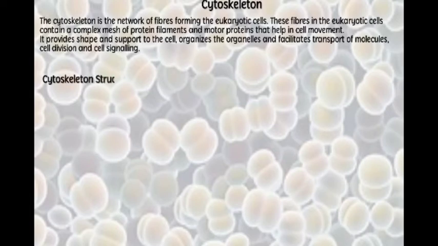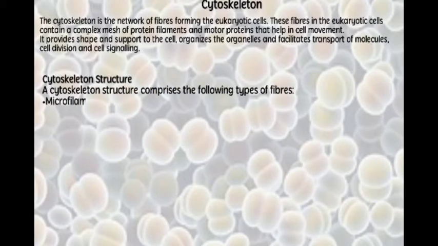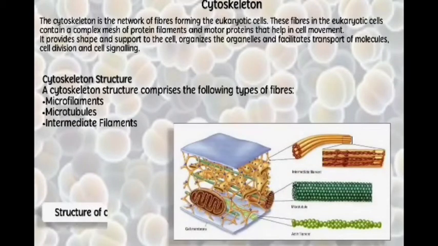The cytoskeleton is the network of fibers forming the eukaryotic cells. It mainly provides the shape and support to the cell. In eukaryotes, it is composed of three main components, which are microfilaments, microtubules, and intermediate filaments. Now you can see in this diagram, this is the microfilament. This is also known as actin filaments, composed of linear polymers of G-actin proteins, and this is responsible for muscle contraction.